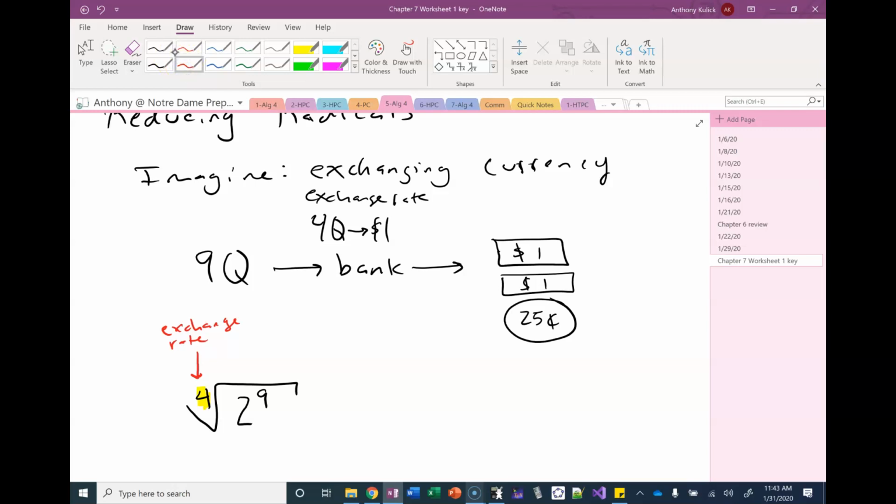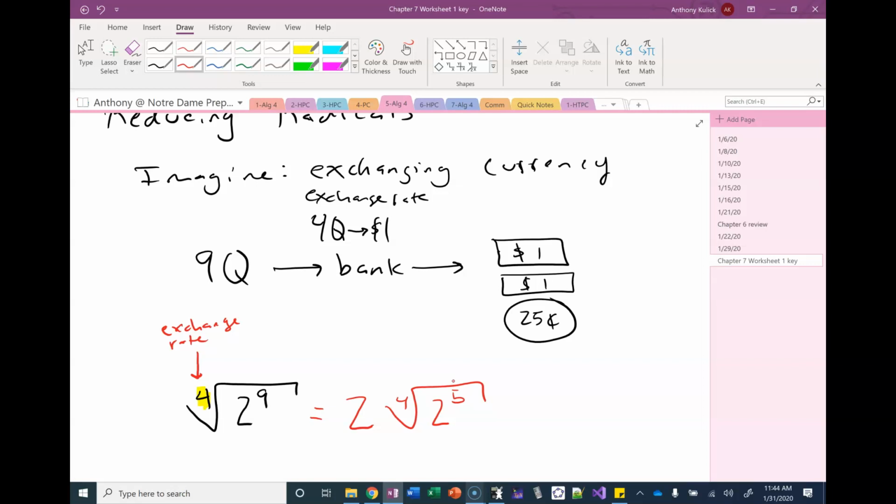So do I have at least 4 2's underneath my radical? Yes. So what I can do is exchange 4 of those 2's to make 1 2 outside the radical. Since I exchanged 4 of them, I now have 9 2's changed to 5 2's. Is everybody okay with that idea?